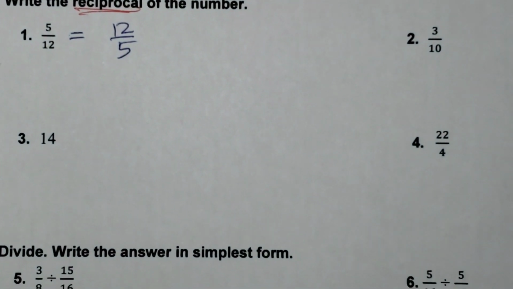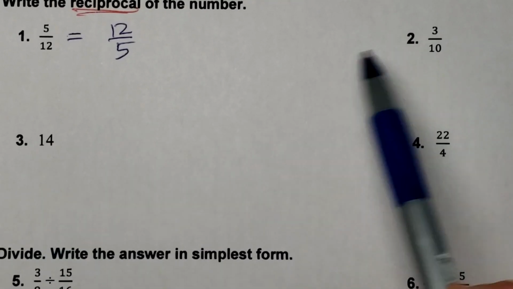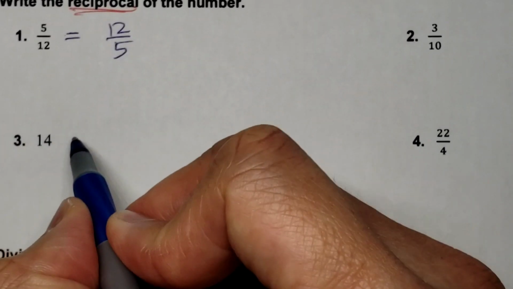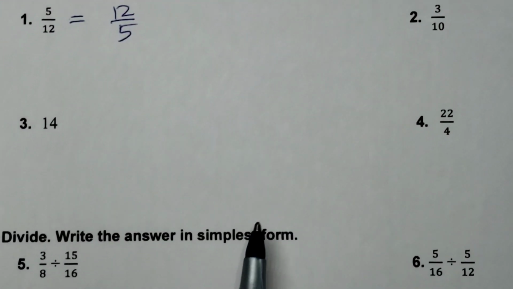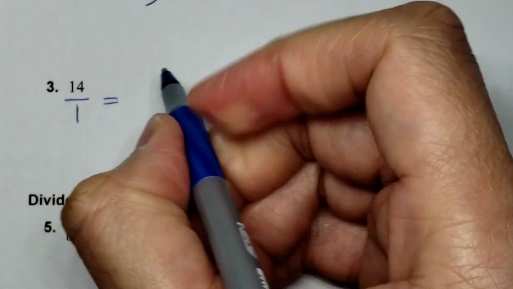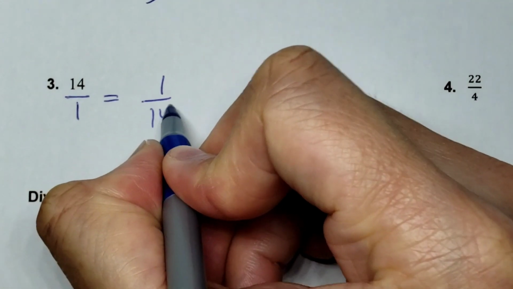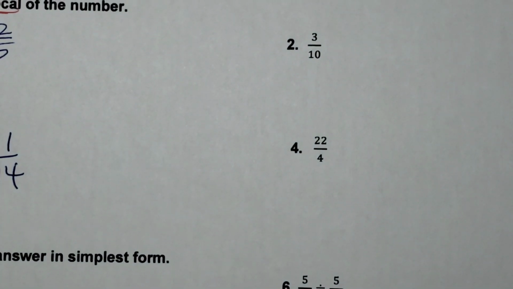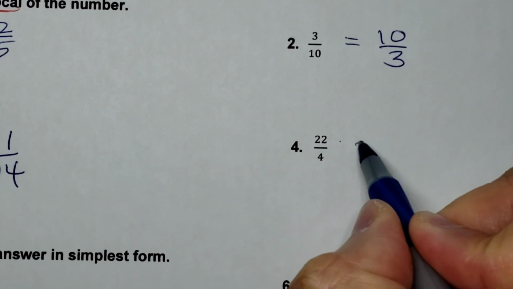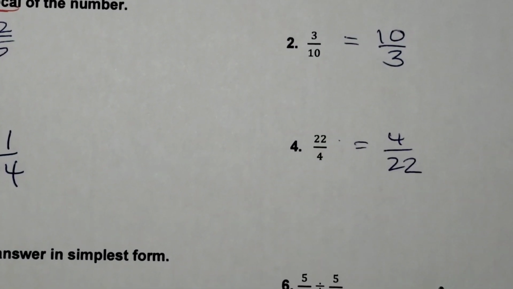Now you can pause the video and give me answers or do it on your own for 3 and 4, and then play it once you're done. So 14, again, a whole number is the same thing as 14/1. So the reciprocal of 14/1 when you flip it is going to be 1/14. And for number 2, it's going to be 10/3. And this is going to be 4/22. Okay? So this is the reciprocal of a number.